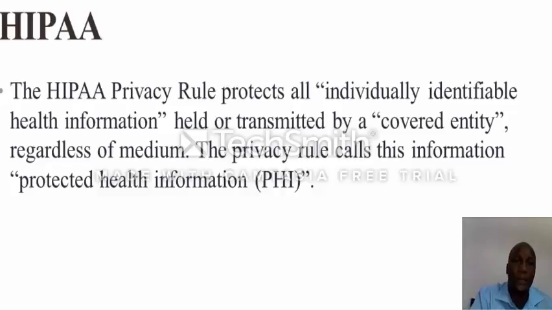Then the next one is HIPAA. The HIPAA privacy rules protect all individually identifiable health information held or transmitted by a covered entity, regardless of medium. The privacy rule calls this information protected health information. That is like insurance. Information about somebody's health and his insurance and other things like that are confidential and critical.